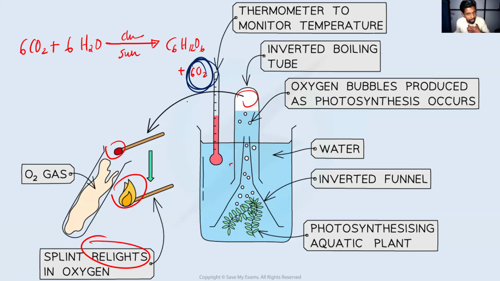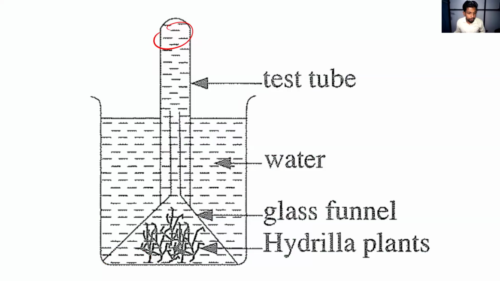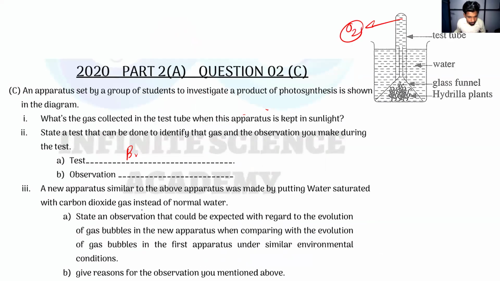So if I want to get more and more oxygen, we want to give more and more water and more carbon dioxide. We have enough water, right? So now our purpose is to increase the carbon dioxide. To increase the carbon dioxide here, look at this question. They have clearly mentioned putting water saturated with carbon dioxide. That means they have increased the amount of carbon dioxide.